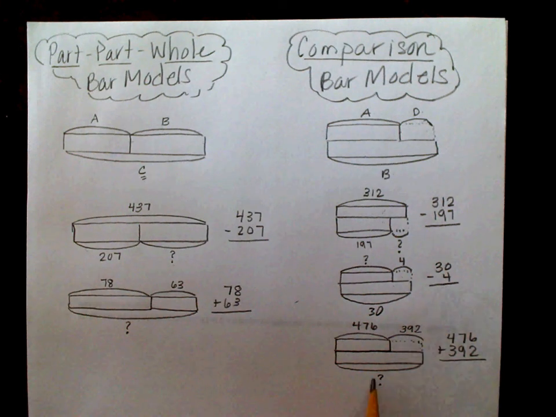And in the last example, we have the smaller quantity and the difference, and we're solving for the larger quantity. And again, we can see that this is the biggest piece, and so in order to get the biggest piece, you'd have to add. So you would add 476 plus 392. So those are the differences between the two different bar models that we use for addition and subtraction. And I'll apply those to specific problems in my other videos.